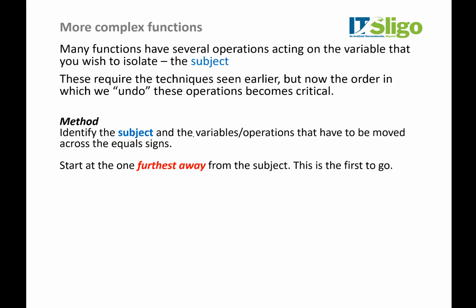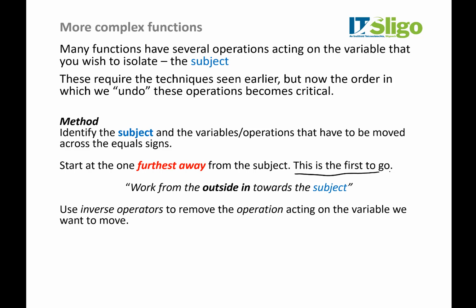We start at the furthest away one. The variable furthest away, or the number furthest away from our subject, is what we move first. This is the first to go. Work from the outside in towards the subject. Use inverse operators just like we saw in the previous slides. So depending on what operation we're trying to get rid of, we use its inverse. Do the same thing to both sides, and literally put brackets around both sides. And then if we're squaring it, square both sides, etc.